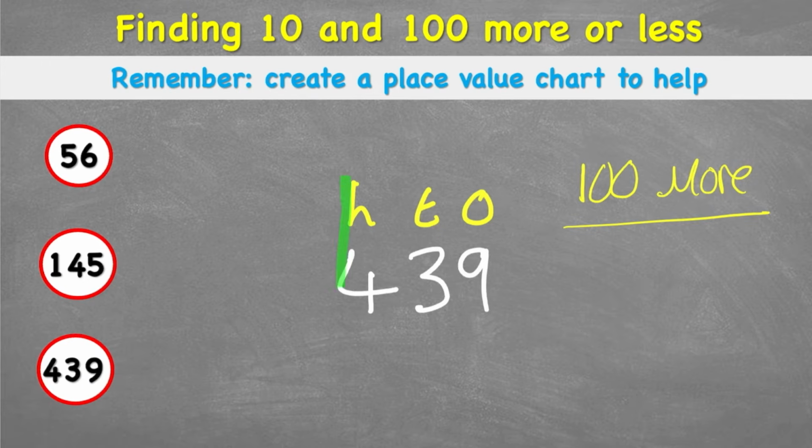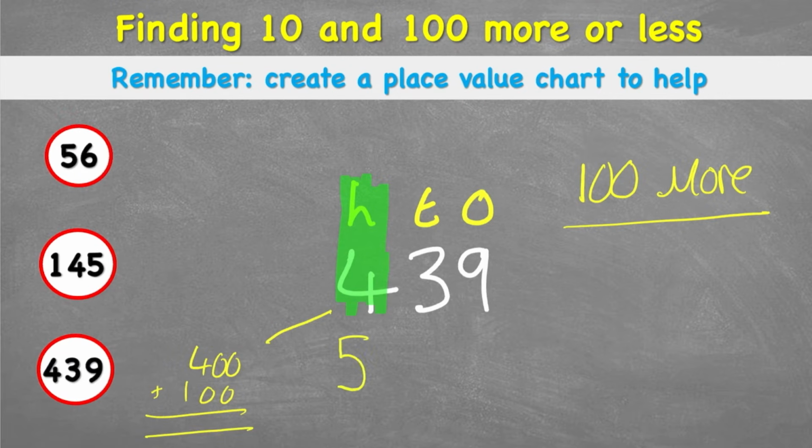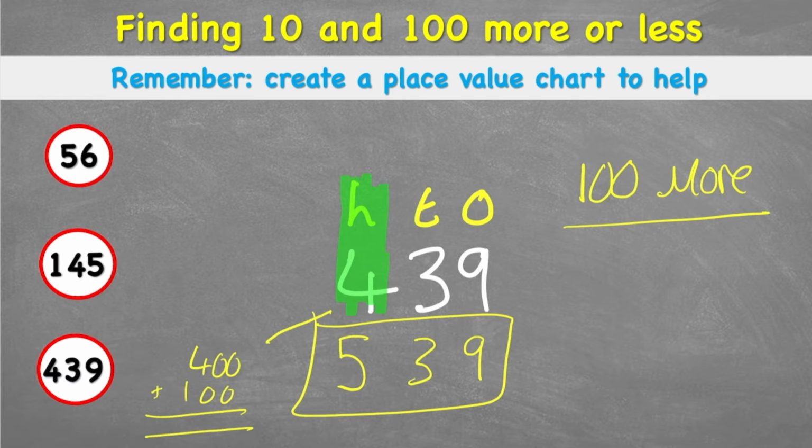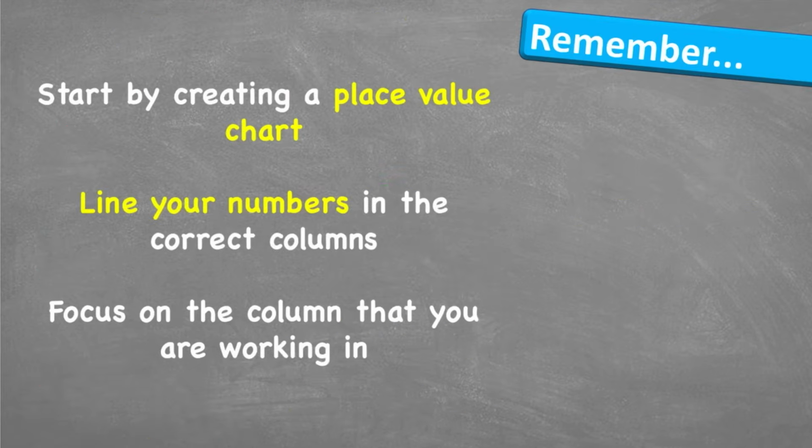We're going to look in our hundreds column, and I can see I have a 4, or in other words, 400. So my question is 100 more than 400, or 4 hundreds adding to 100. So I'm going to end up with 500. And I bring down my 3, I bring down my 9, and I get a final answer of 539. Simple! Let's look at what to remember.